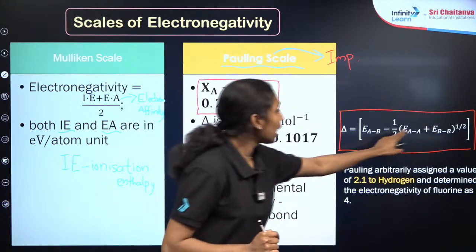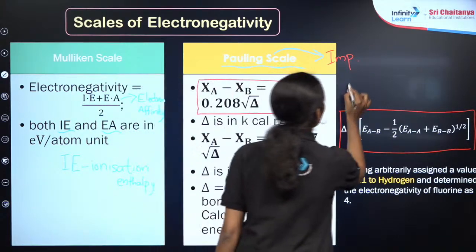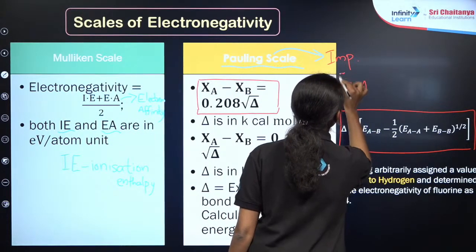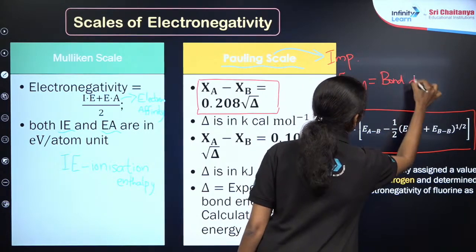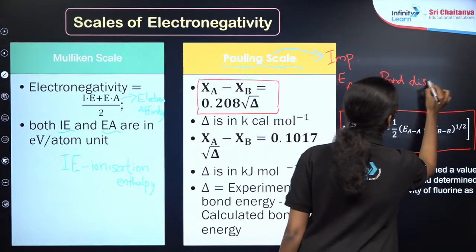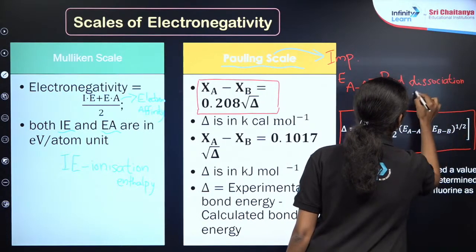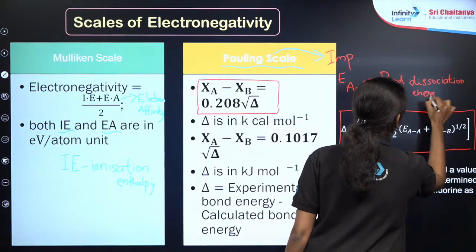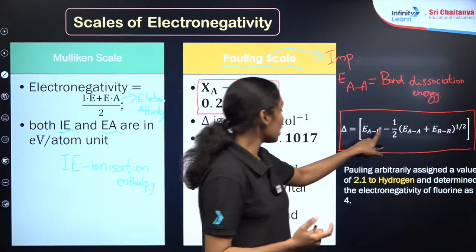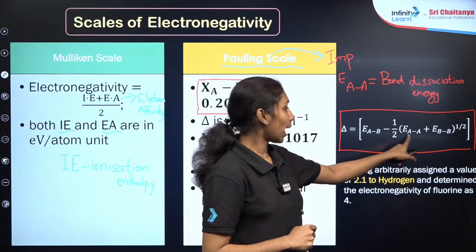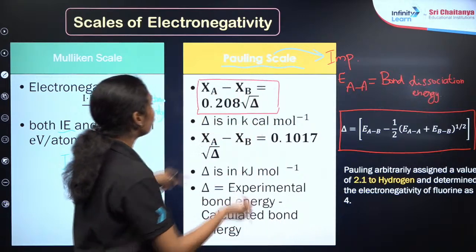What do you mean by this E_AA and E_BB? These are the bond dissociation energies. If you are considering a bond AA, then E_AA is the bond dissociation energy of this particular bond. E_AB is the bond dissociation energy of the bond AB. Similarly, E_AA is the bond dissociation energy of AA, and this is the bond dissociation energy of BB, and so on. This will be the value of delta here.